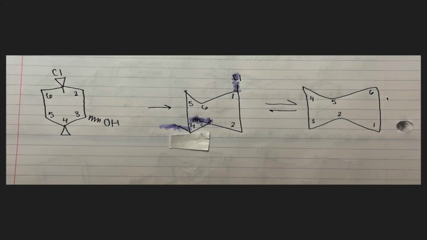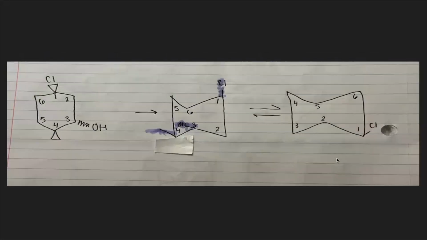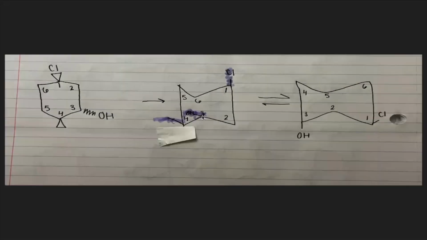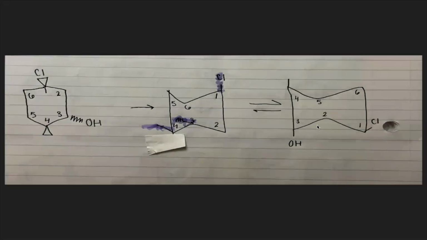And something about chair flips is that your substituents will stay at the same numbered positions, but everything that's axial will become equatorial and everything that's equatorial will become axial. So we have the chlorine, again, it was axial here. When we do the chair flip, it's still in the one position, but in this case, it's equatorial. The hydroxide was equatorial in this case, but here it's going to become axial, again, still in the same 3 position. And then your methyl group, again, was equatorial, but it will be axial in the chair flip.